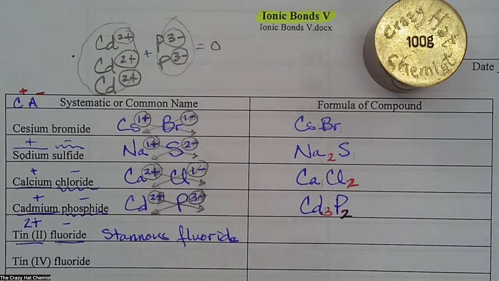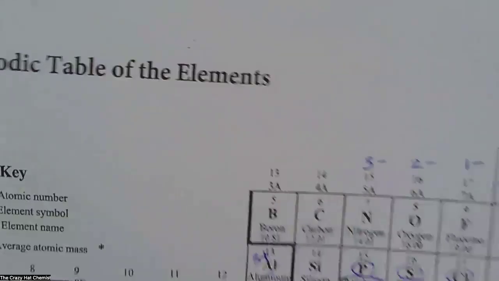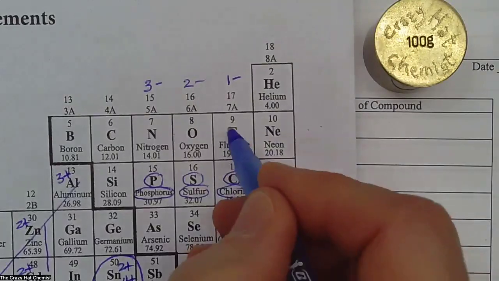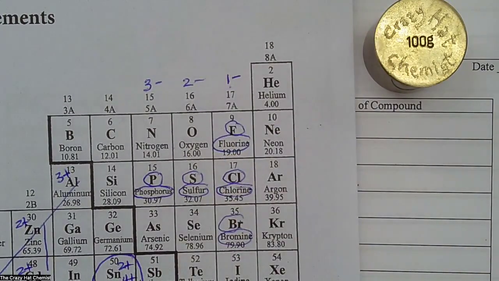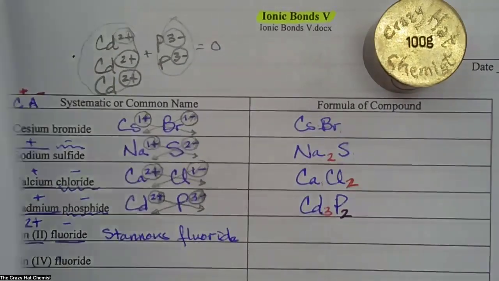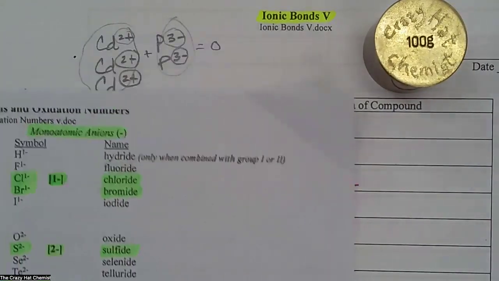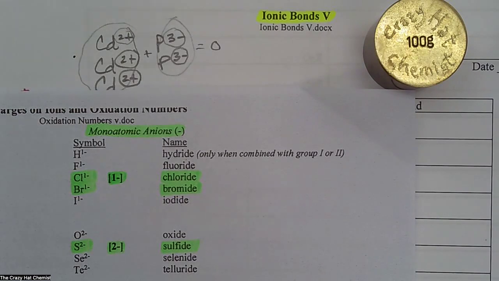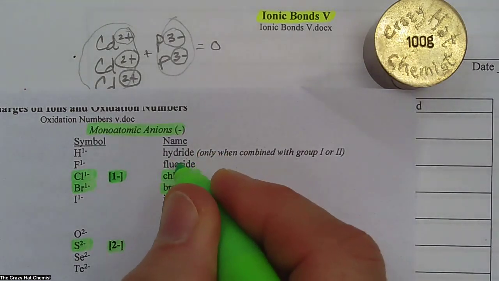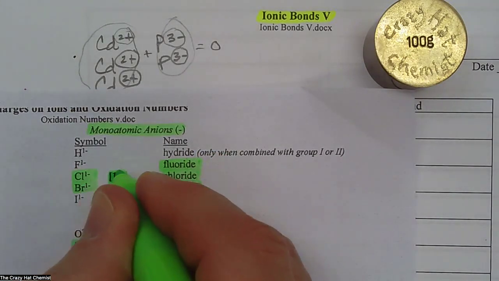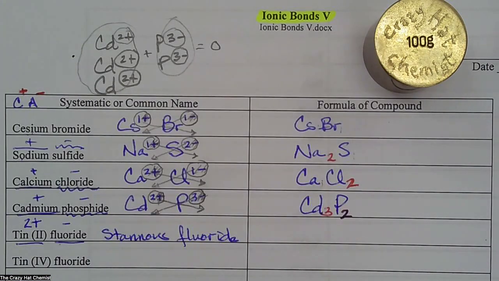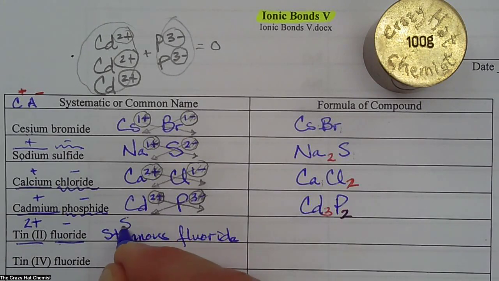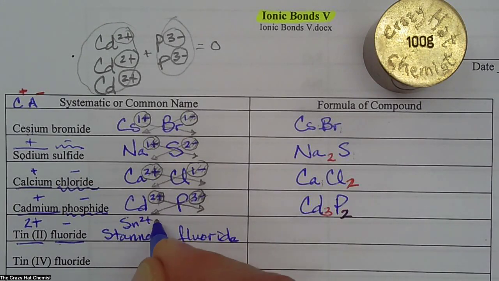And the fluoride is a periodic trend as well. And that is right here. That is coming from fluorine. That is a 1 minus charge. Alternatively, you can look at my anion sheet, and it is right here. And that is a monoatomic anion, fluoride, in the 1 minus category, an F 1 minus. So what do we have? We have Sn, that's a 2 plus, and an F, that's a 1 minus.